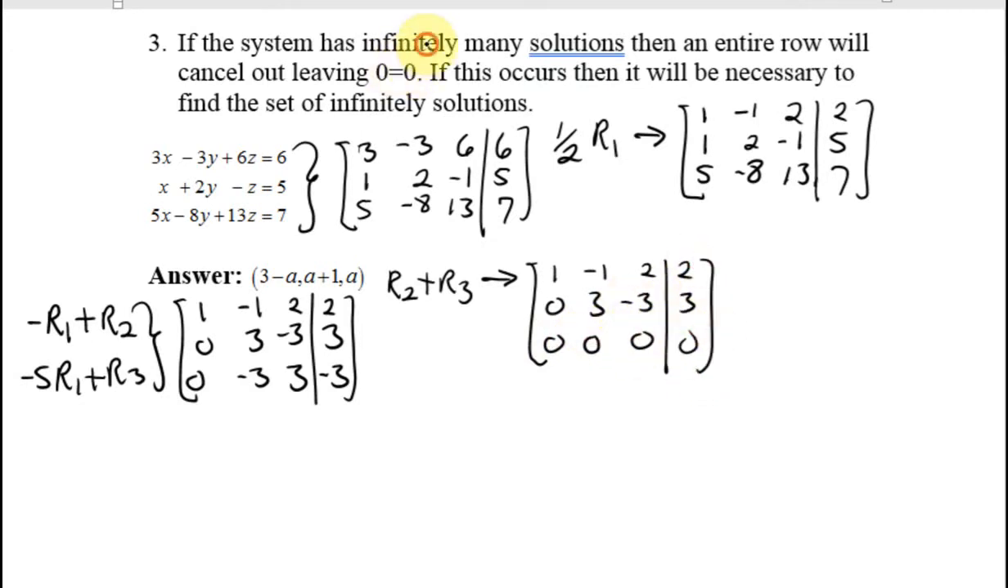So that's the statement here. That's what I mean. We have an entire row of zeros. So that tells us that we're going to have infinitely many solutions. Now I'm going to keep on reducing this. I'm going to get still a 1 at A22. So this becomes 1/3 times row 2.